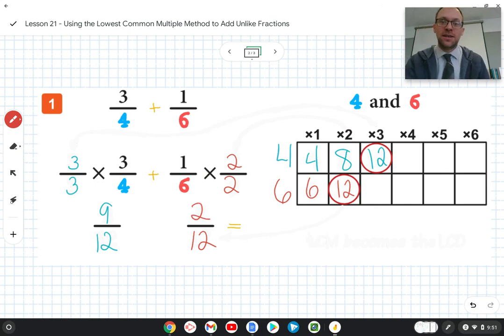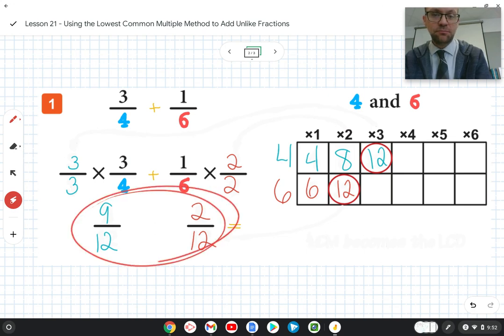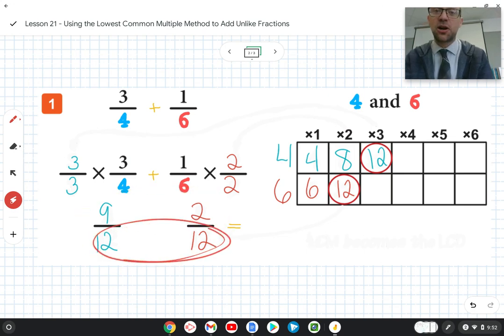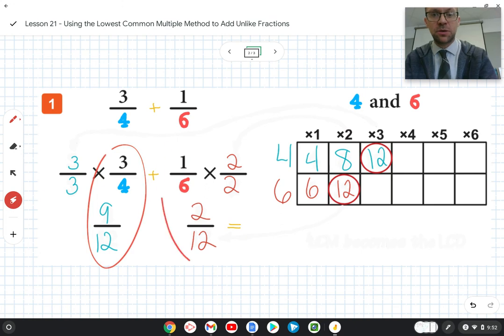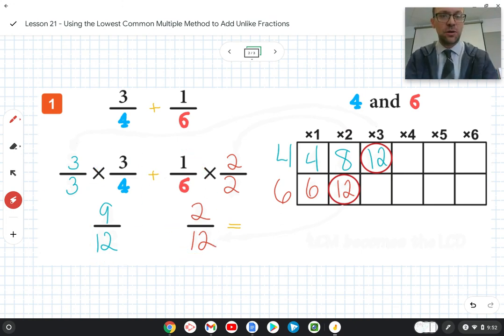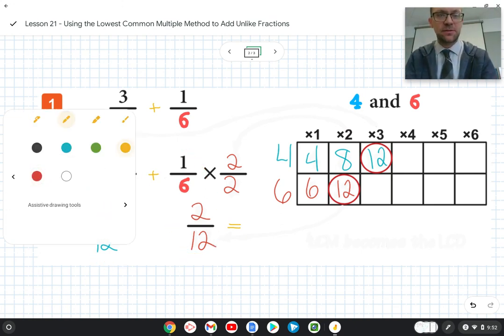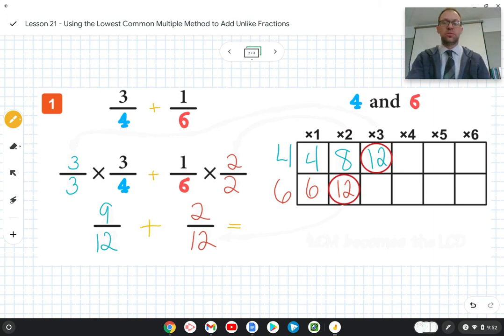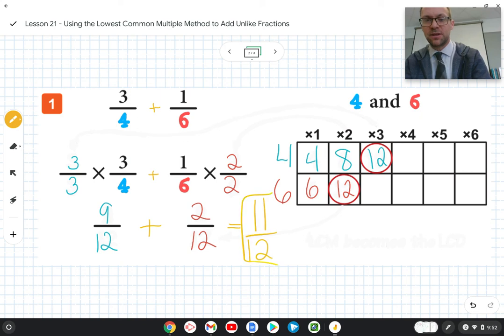All right. So now we have our two new equivalent fractions. They share the same denominator, a common denominator, and they're equivalent to the fractions we began with. So our final step is add 9/12 plus 2/12. And that gets us 11/12. And 11/12 is already in simplest form. The only factors of 11 are 1 and 11. And you can't times 11 by something to get 12. And if we divide by 1, we stay the same.